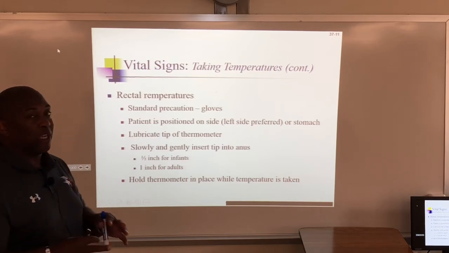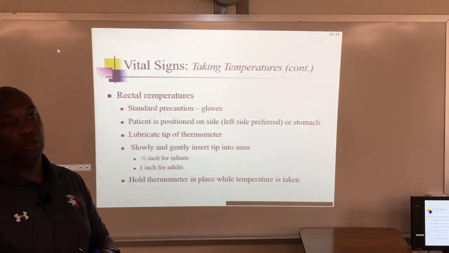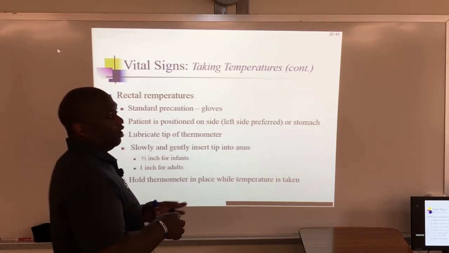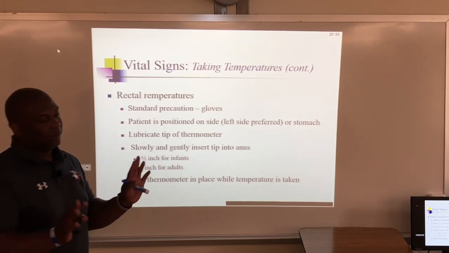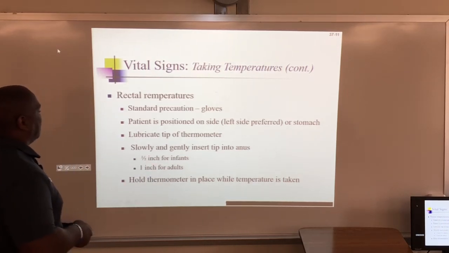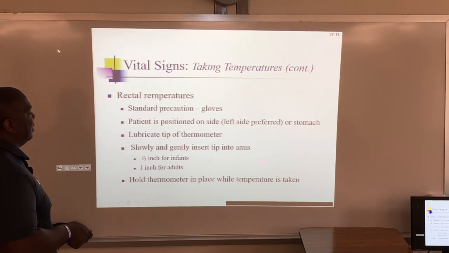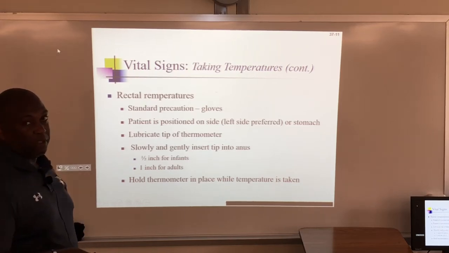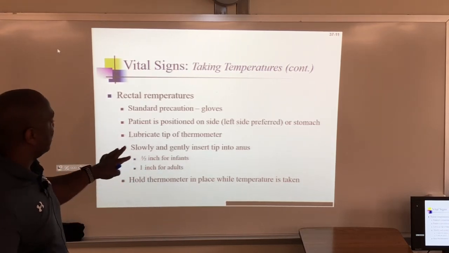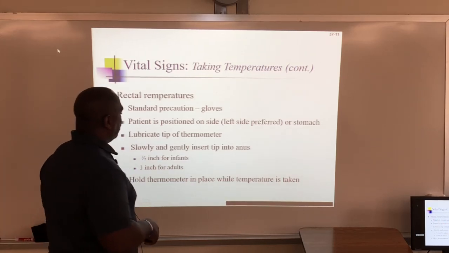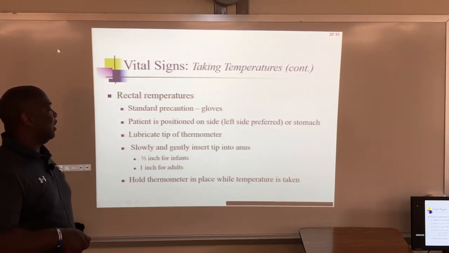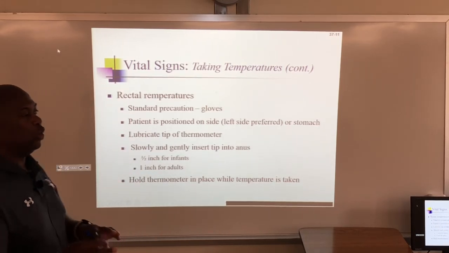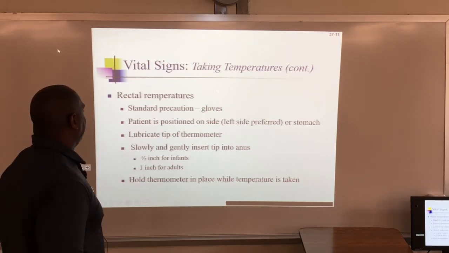Typically, we only do rectal temperatures on babies, newborns to 1 year. It's not necessarily that we're going to do a rectal on an adult. That would not be good. Slowly, gently insert the tip into the anus, 1/2 inch for infants, 1 inch for adults. Put a pin in that. You're going to need to know those numbers. Hold the thermometer in place while the temperature is taken. Remember, this is for somebody most of the time 0 to 1 years of age.